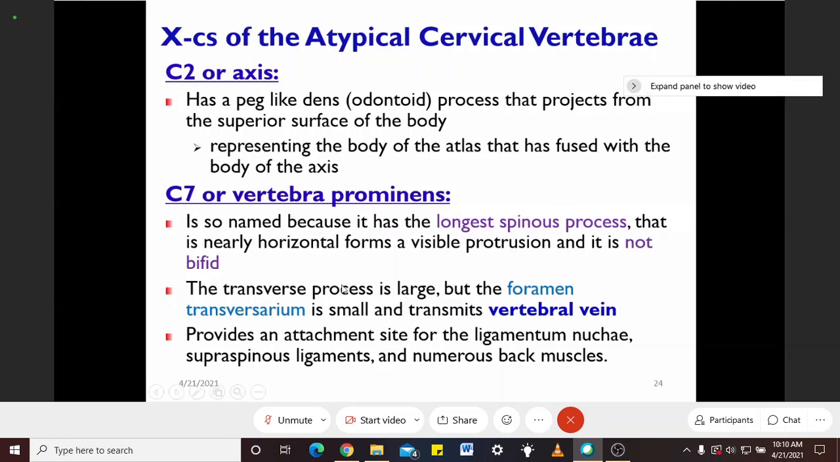And the transverse process of C7 is larger, but the foramen that is found on the transverse process is shorter and only transmits the vertebral vein. There is no artery here. And the spinous process of the seventh one is used for the attachment of ligament, specifically ligamentum nuchae. Specifically, the apex of ligamentum nuchae is attached on the spinous process of C7.